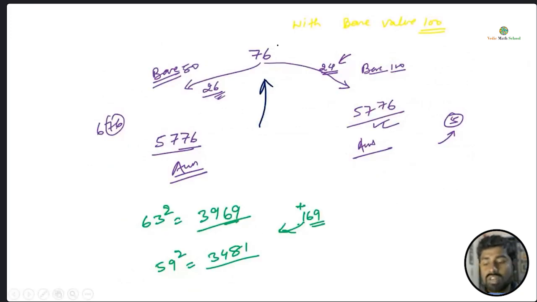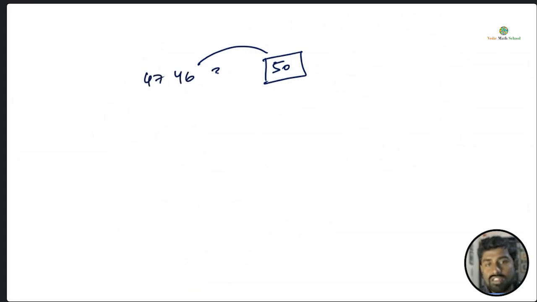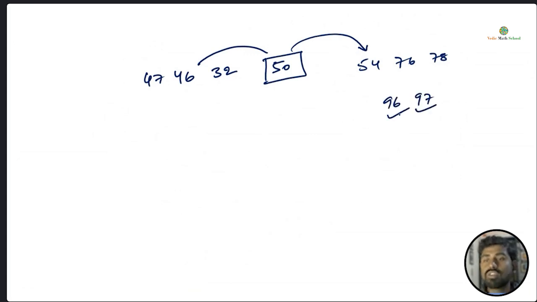Suppose I'm taking a base of 50. There are two cases. The number may be less than 50, like 47, 46, 32, and the number may be greater than 50, like 54, 76, 78. You may ask, sir, there are 96 and 97 as well. Yes, that is also correct.